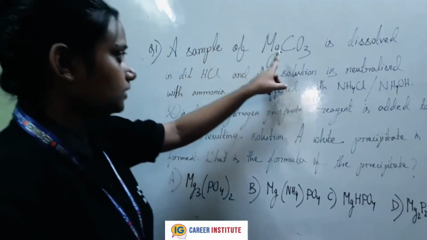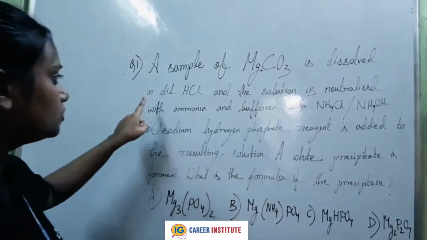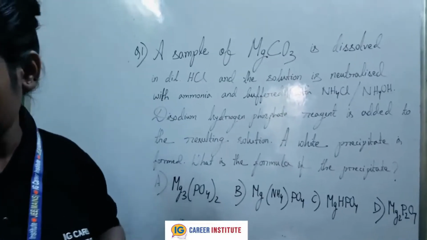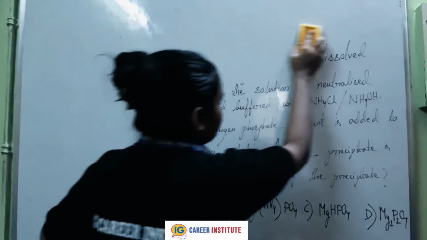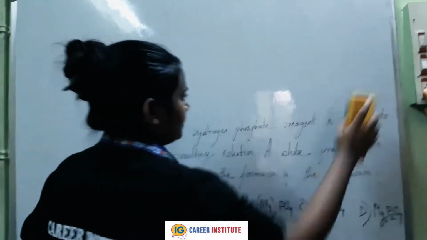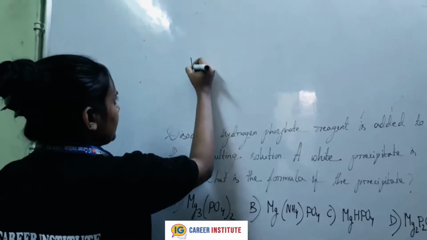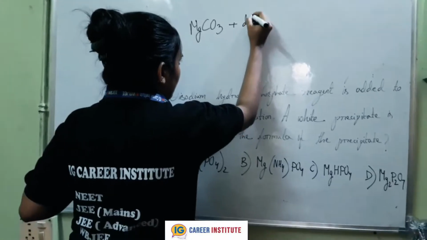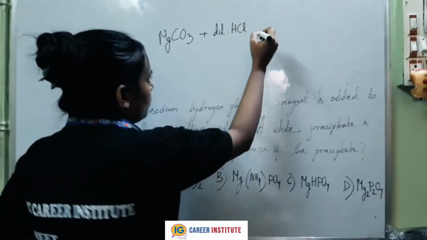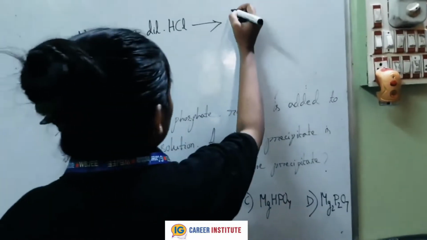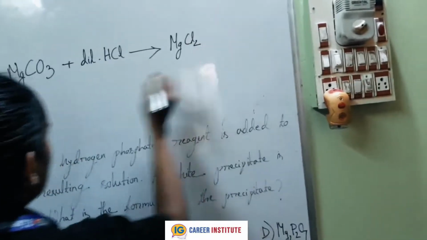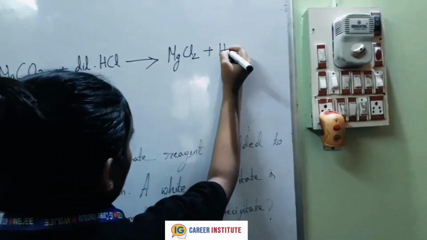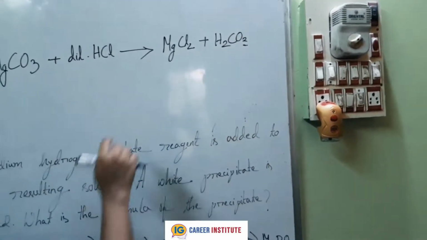See, in the first line, what is it telling? A sample of magnesium carbonate is dissolved in dilute HCl. So the first reaction will be between magnesium carbonate and dilute HCl. Let me write the first line and make space for writing it. Magnesium carbonate plus dilute HCl. This is our very well-known old double decomposition reaction. Here, what will be the product? MgCl2. See, the cation and anion parts are exchanging their places, nothing else. MgCl2 plus H2CO3.